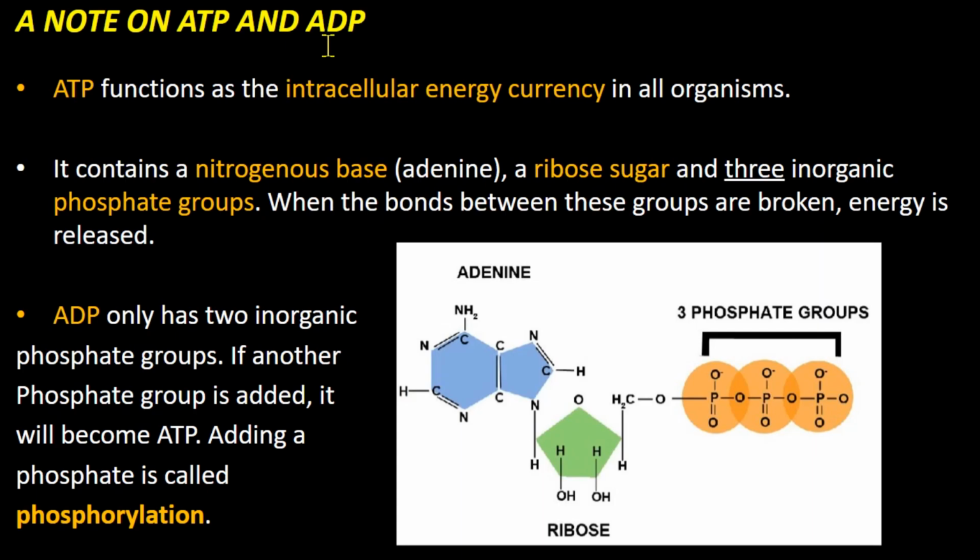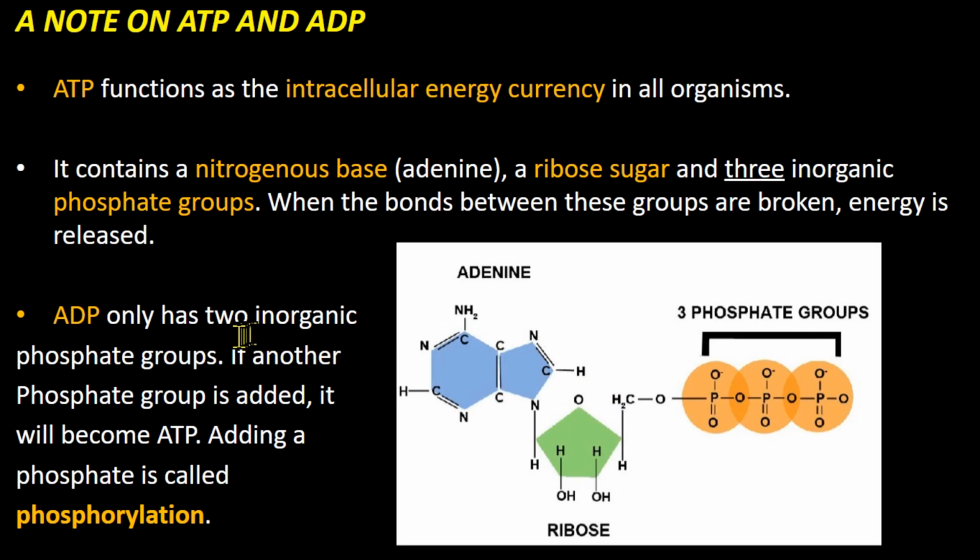First, a note on ATP and ADP. ATP, or adenosine triphosphate, functions as the intracellular energy currency in all organisms. It contains a nitrogenous base, adenine, a ribose sugar, and 3 inorganic phosphate groups. When the bonds between these groups are broken, energy is released.